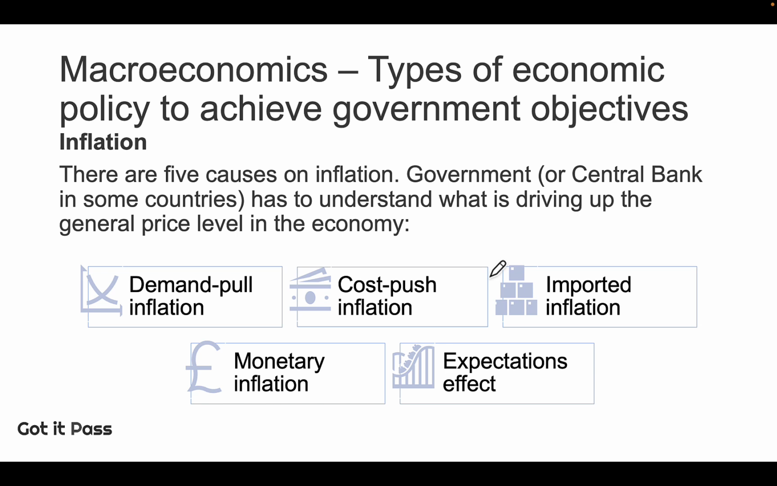First, we have demand pull inflation. Demand pull inflation is driven by the demand of goods and services in the market or in the economy and the pace of the demand is growing faster than the ability in the economy to supply those goods and services. That leads to a price level up in the general economy.